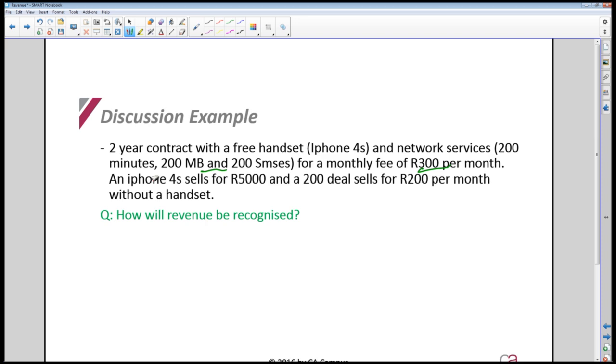The iPhone 4S without the minutes sells for a cash price of 5,000 rand, and a 200 deal, which is basically the network services of minutes, megabytes, and SMSs, sells for 200 rands per month without a handset. And the question is, how will revenue be recognized in terms of IFRS 15?